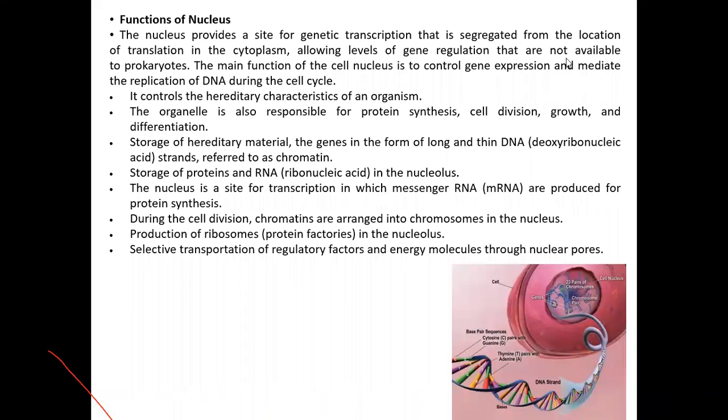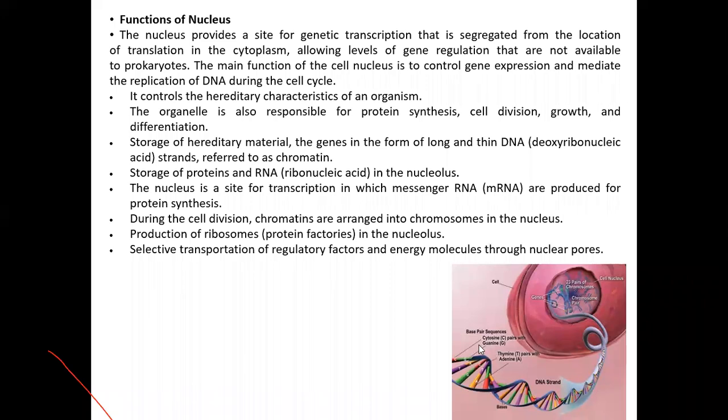So the functions of the nucleus are mainly important, as we are seeing. The main function of the cell nucleus is to control gene expression and mediate the replication of DNA during the cell cycle. It also controls the hereditary characters and also transmits the hereditary characters. They help in DNA replication, and also transcription and protein synthesis.